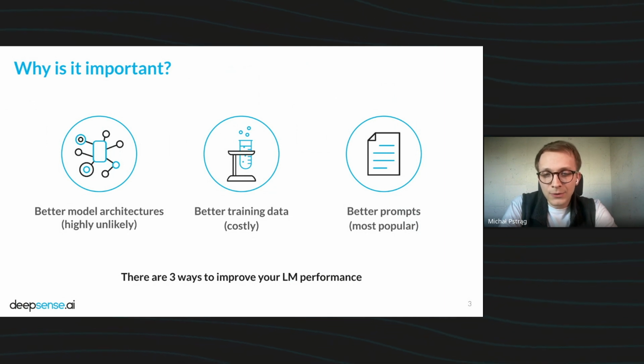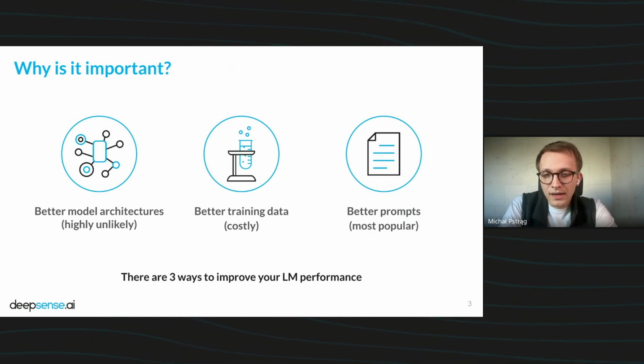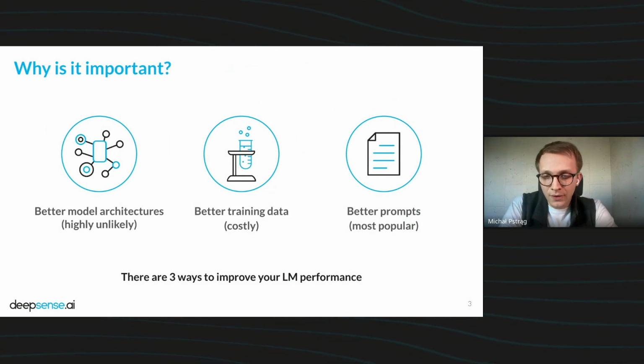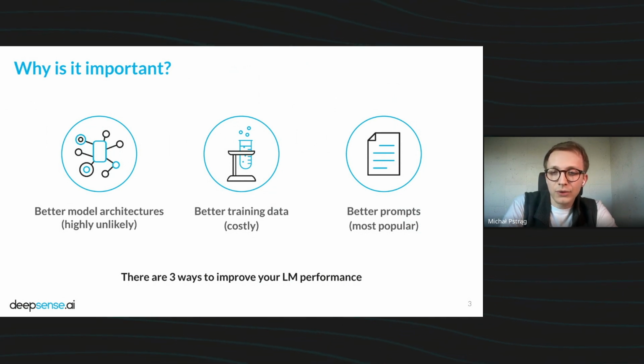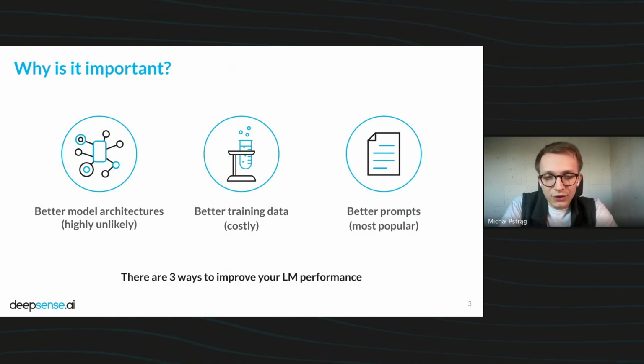The first one, the most fundamental one, is to come up with a better model architecture. Given the last decade, we can say that it's highly unlikely that we will have anything better than the transformer, and it's really hard and costly to develop a new architecture and research it. So if we had a better architecture, we could dramatically improve performance, but it's really hard to achieve given the history.